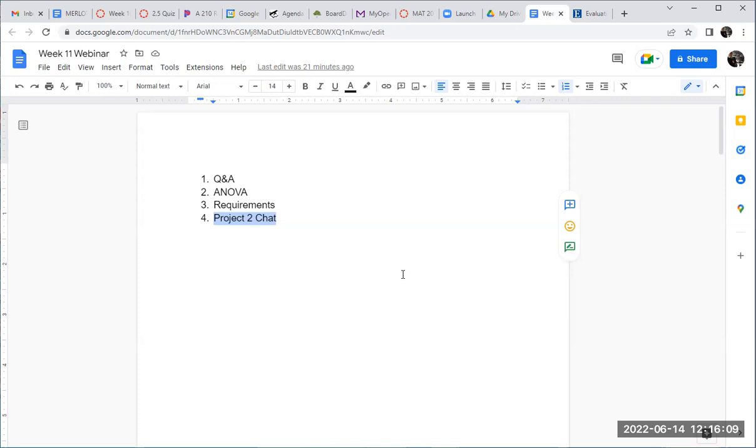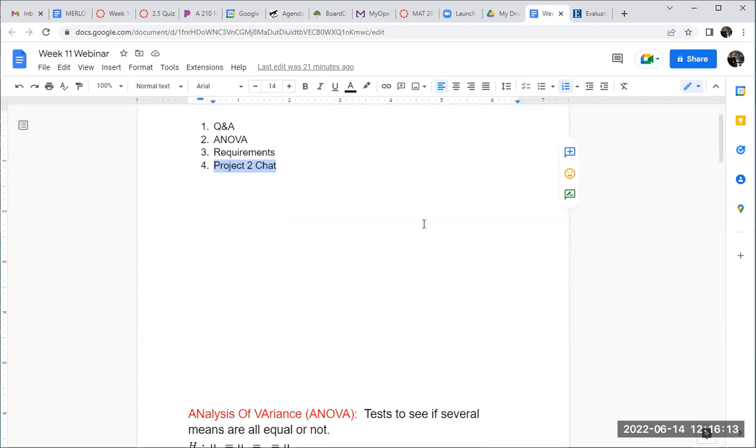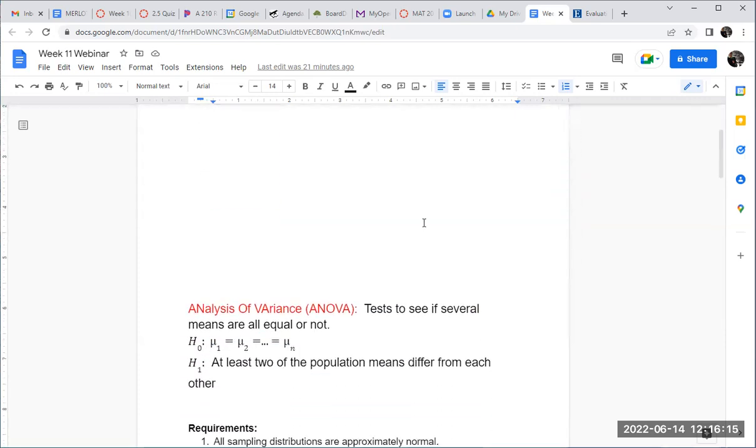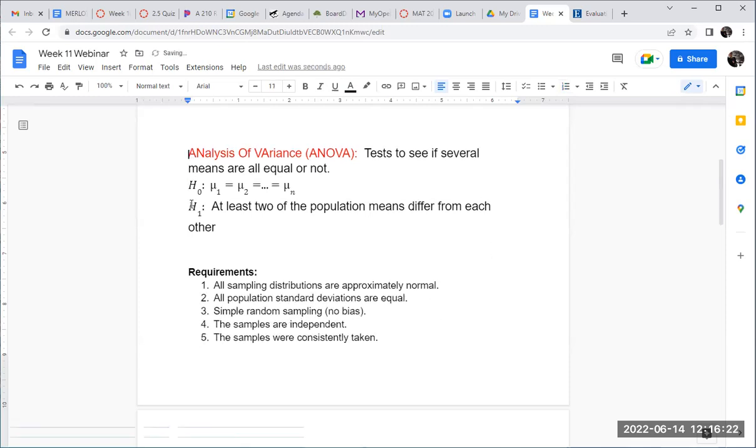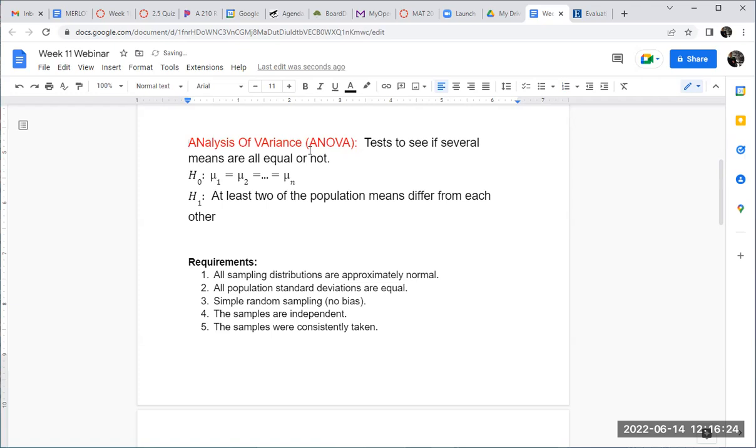Okay. Well, should we do ANOVA? It's our last piece of the whole class. So here's ANOVA. And ANOVA stands for analysis of variance. And I want to give you a warning.